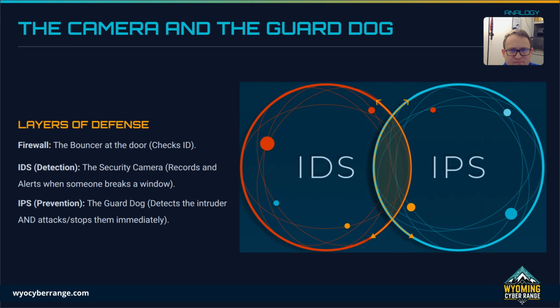To understand these tools, we're going to use an analogy. The firewall is the bouncer at the door checking IDs. The IDS, the detection system, is the security camera. It records the crime and alerts you when someone breaks a window, but it doesn't physically stop them. The IPS, on the other hand, the prevention system, is the guard dog. It detects the intruder and attacks or stops them immediately. It takes action.